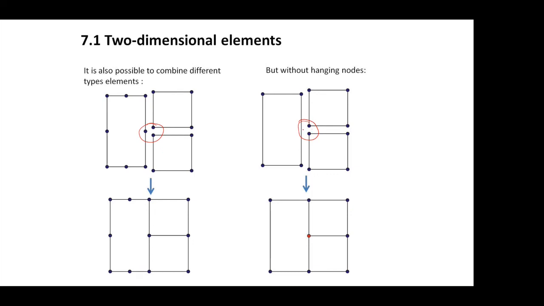But if you don't have a connector for this element here, if you don't have anything to merge these nodes into, then in this case you will have a hanging node, and this is not going to work. This is going to be a problem. Okay, so you can combine any type of elements together. It's just that you really need to be careful not to have any hanging nodes.